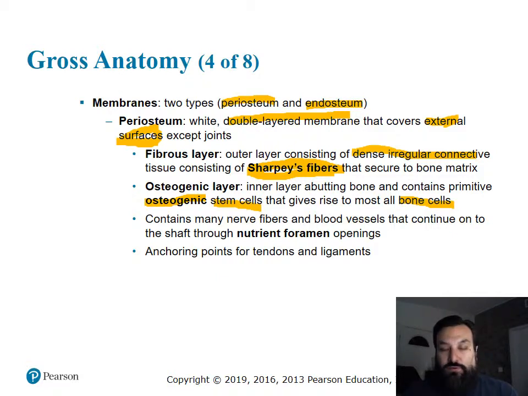We've also got many different nerve fibers and blood vessels found there. They go internally inside the bone through what we call nutrient foramens, little openings in the bone where the blood vessel and the nerve enter.